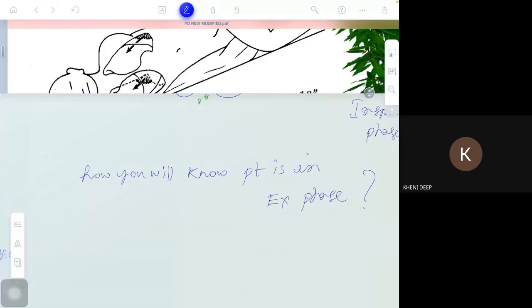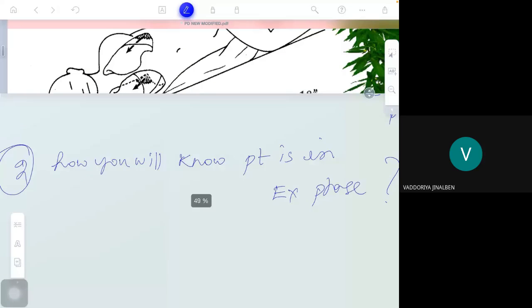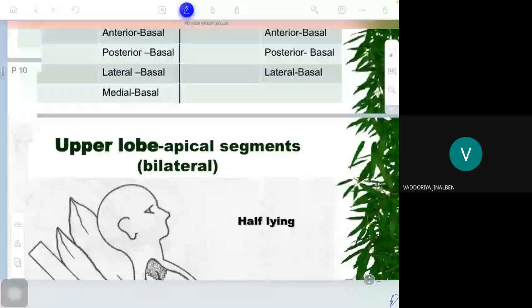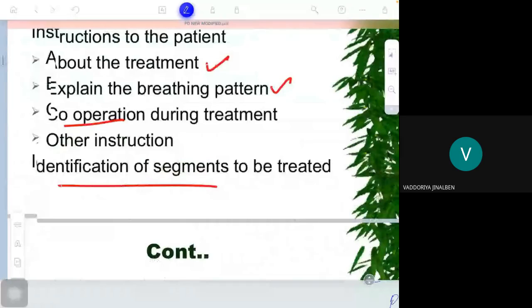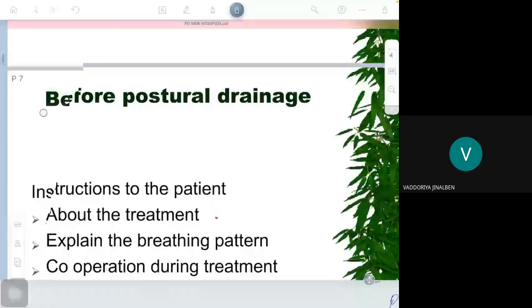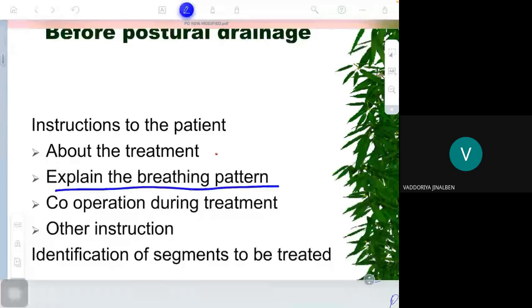What is the answer here? Anyone? Sir, by chest expansion. Chest expansion. Okay. Before starting, that is before postural drainage, what instruction had you given? Explain the breathing pattern. We discussed before postural drainage. You will teach the proper breathing pattern. So what instruction will you give here?